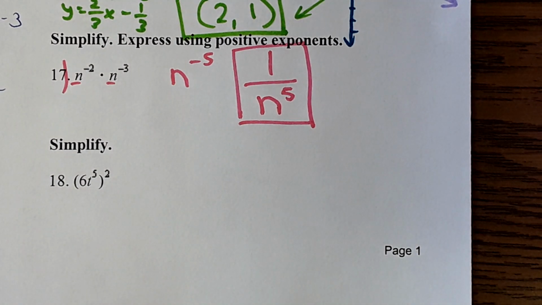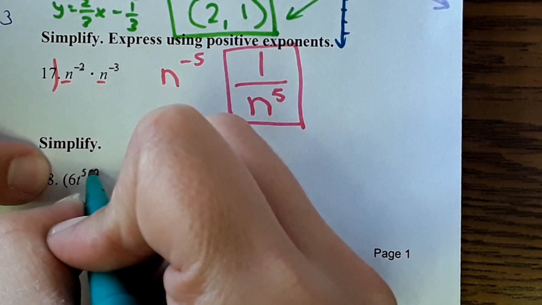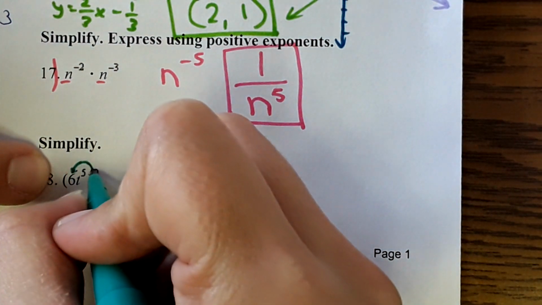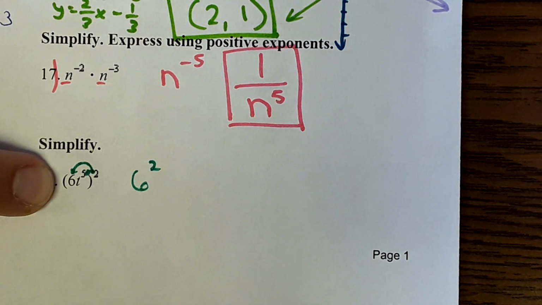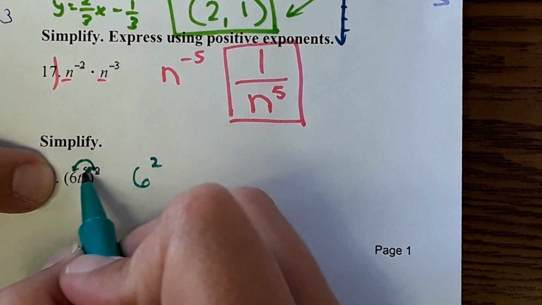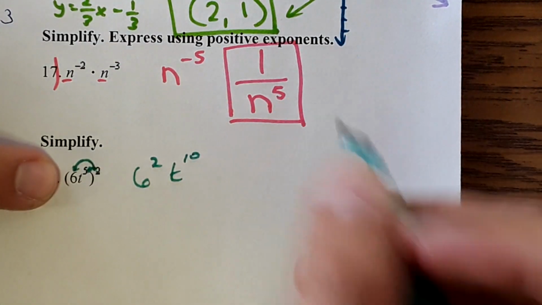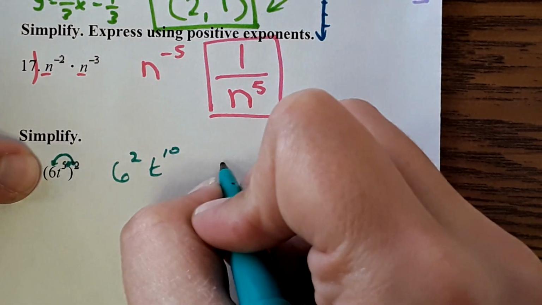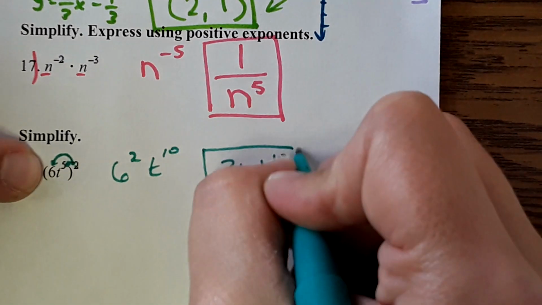Okay, for the next one, we have this situation here. We're going to put the square on each individual number. So this would be 6 squared. And then you multiply these exponents here. So this would be t to the 10th power. So our answer, 6 squared would be 36. 36 t to the 10th power is the answer.